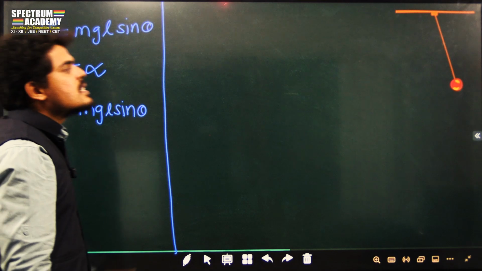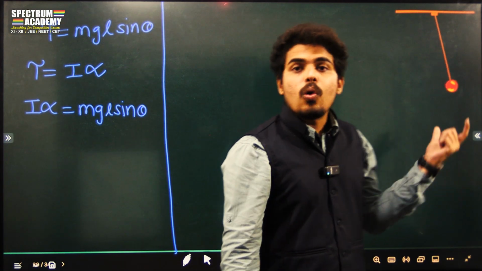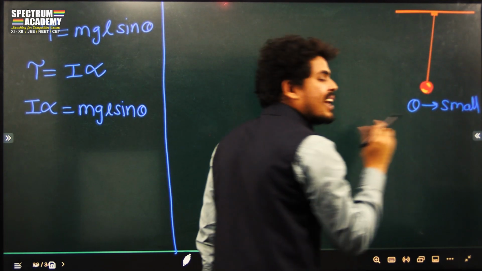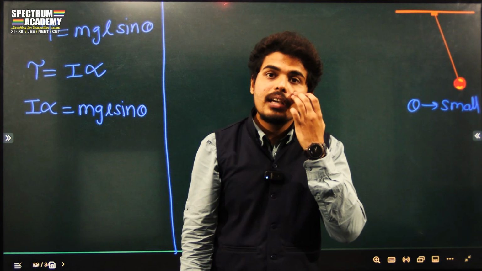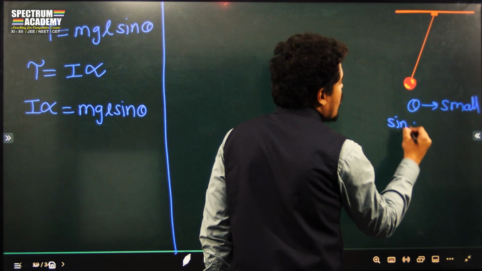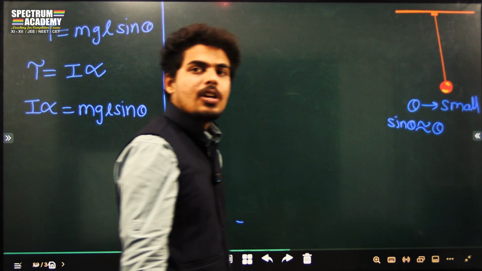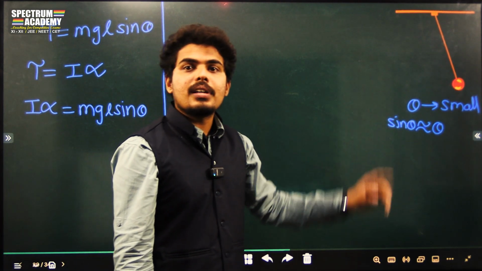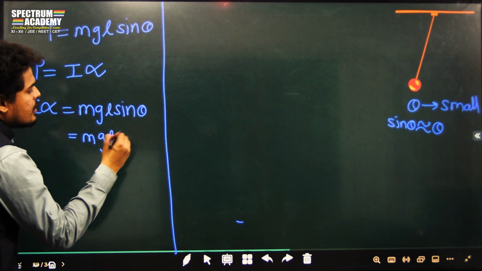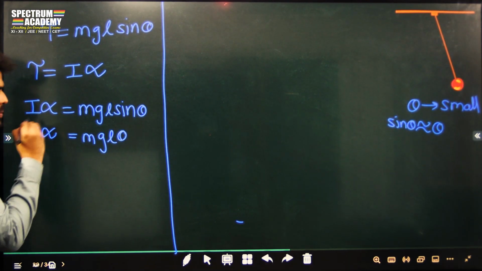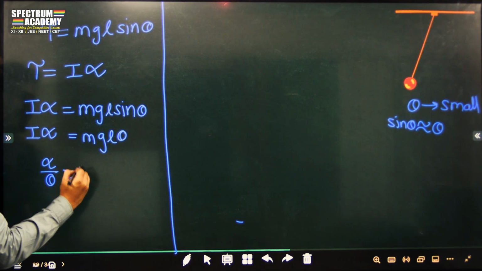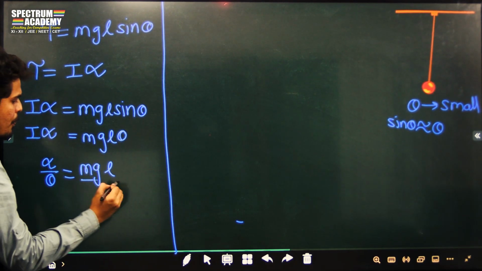If I want to study simple pendulum, then the angle theta should be small so that we can see the exact oscillations. What angle do we need? Small, we know that too. And if the angle is small, then sin theta of a small angle is approximately theta. So here sin theta is approximately theta. So mg L theta equals I alpha. From this we can find alpha upon theta equals mg L upon I.